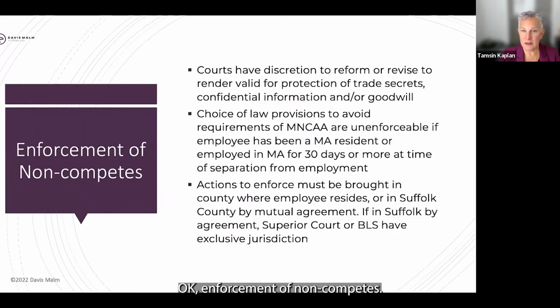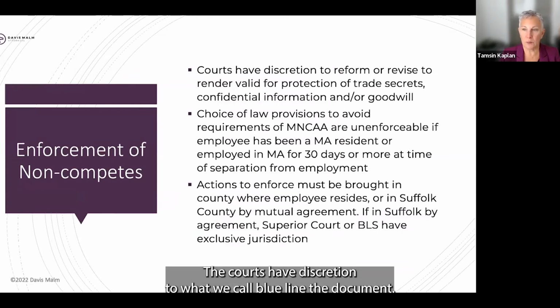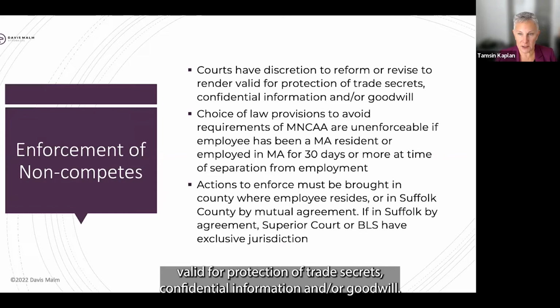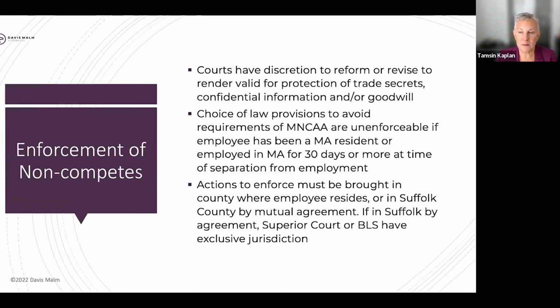Okay, enforcement of non-competes. The courts have discretion to what we call blue line the document. So they can reform or revise it to render the non-compete valid for protection of trade secrets, confidential information, and/or goodwill. And this next one is very important and interesting.